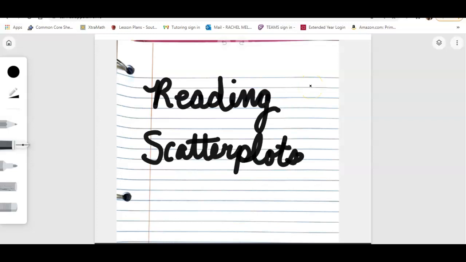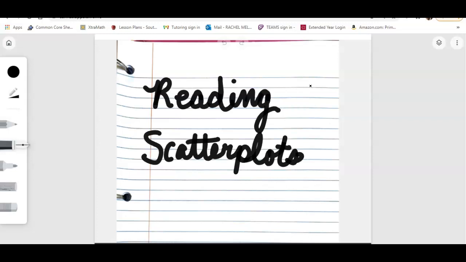So today's lesson is going to be on reading scatterplots, which will lead us to tomorrow's lesson, which will be on making scatterplots. And that will actually be the last lesson before we take a unit test on Friday.